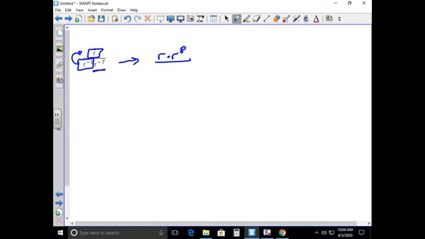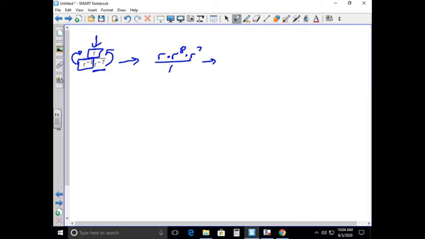And same thing with this one. That one needs to go to the top. And we'll have r to the 7th. So instead of dividing this r by the 2 on bottom, we're going to multiply by those same r's, but with positive exponents. Nothing is left on bottom except an understood 1.